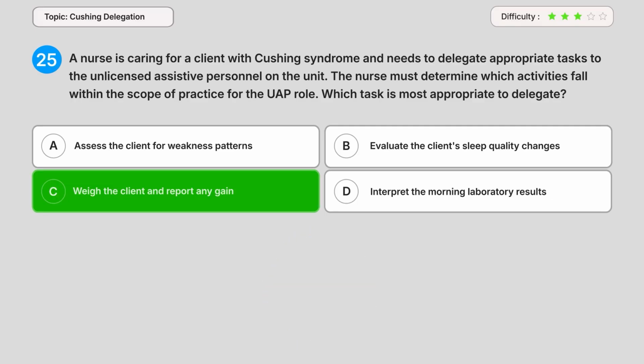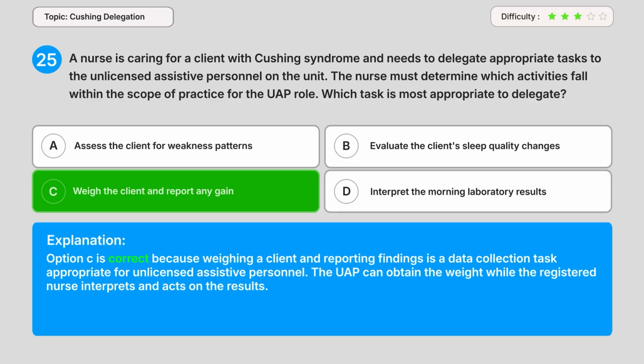Correct answer: C. Weigh the client and report any gain. Explanation: option C is correct because weighing a client and reporting findings is a data collection task appropriate for unlicensed assistive personnel. The UAP can obtain the weight while the registered nurse interprets and acts on the results.